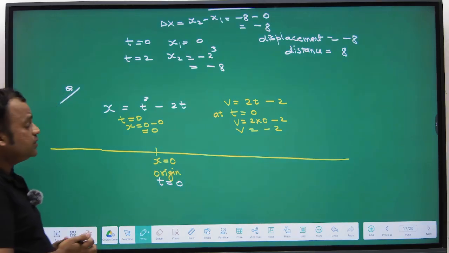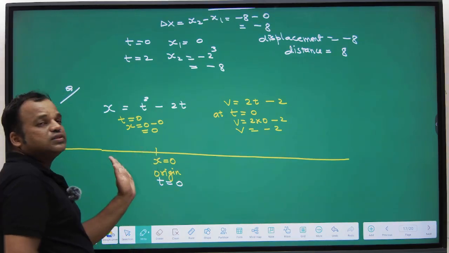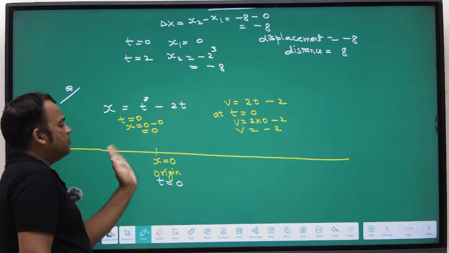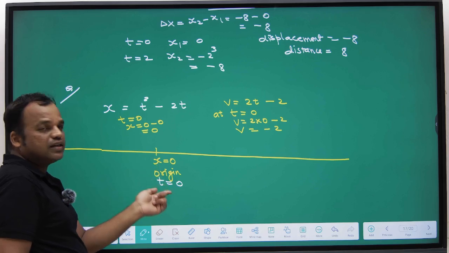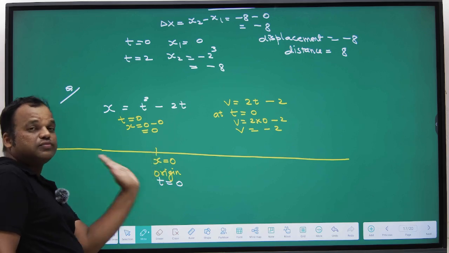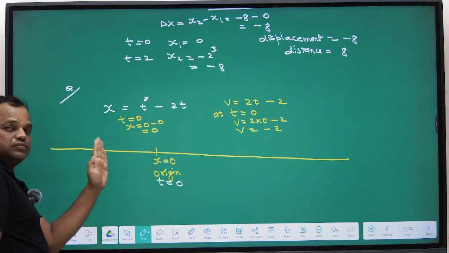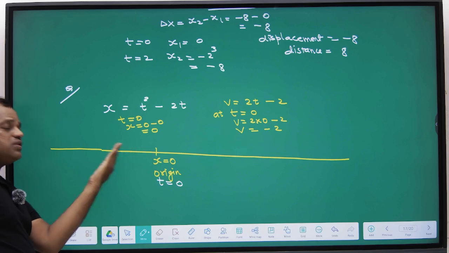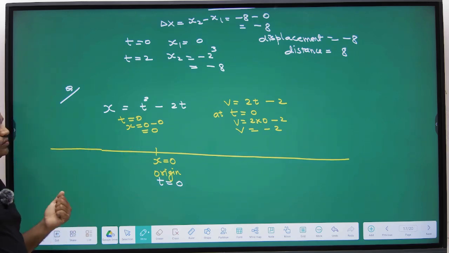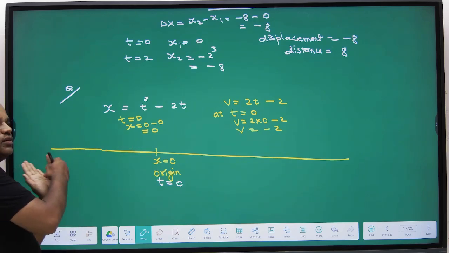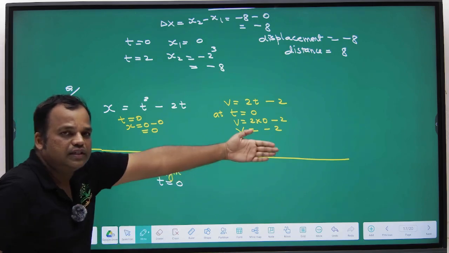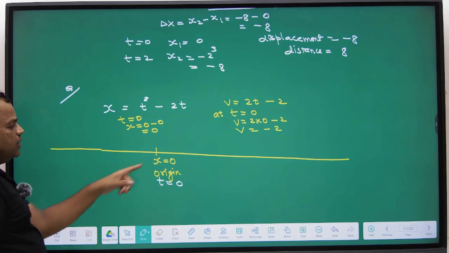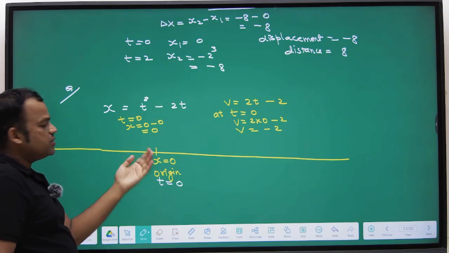What do you mean by this? It is going left side. Velocity is left side. So initially the particle is at origin but going left side. The motion is left side. Continuously it will go left side, or after some time it will come back and go right side. Now one thing we observed: at t equal to 0, it is going left.